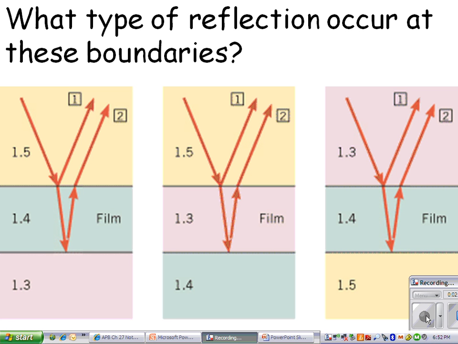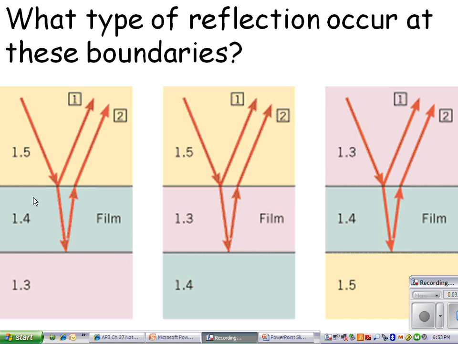So what I would like you to do is look at these three reflection examples. Pause the video, and for each reflection that occurs, decide if the wave is going to invert or stay upright. Wherever you see reflection, for example here and here, here and here, pause the video and decide if this right here will invert the wave or not.